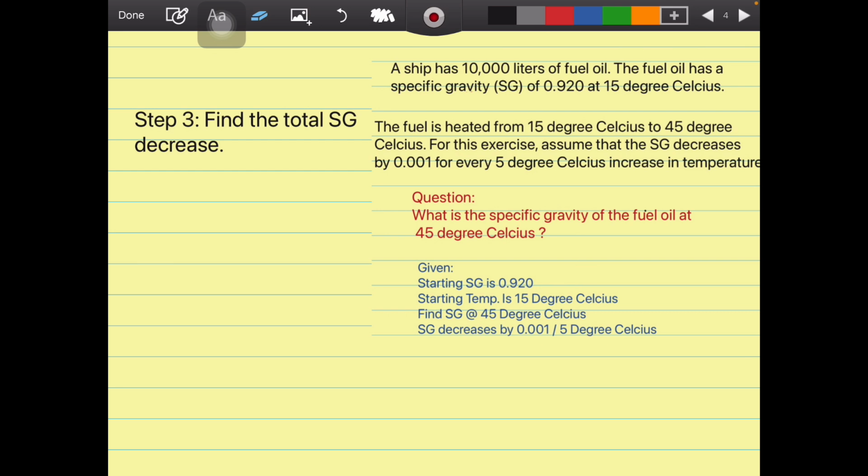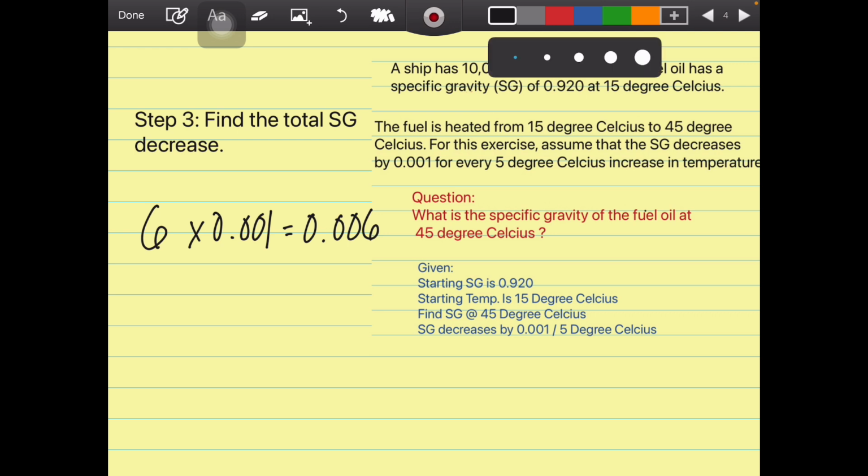Step 3. Find the total specific gravity decrease. So how do we do that? We write 6 here, multiply it to 0.001. What do we get is 0.006.